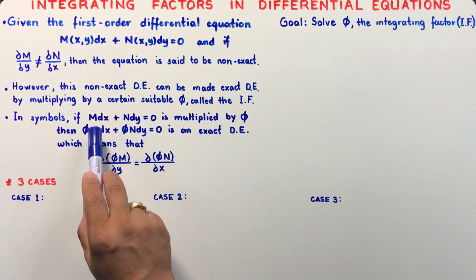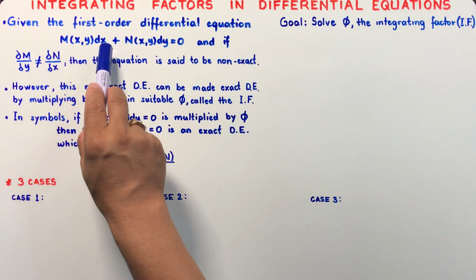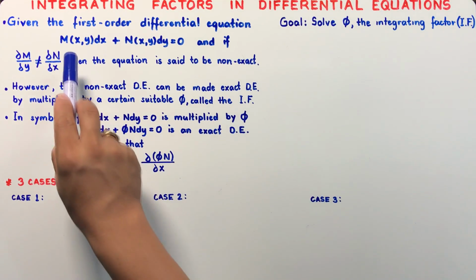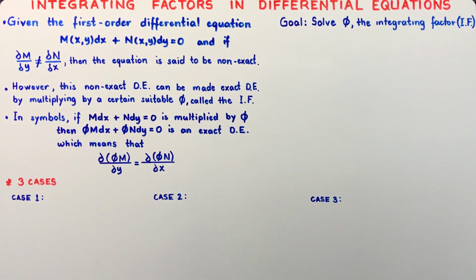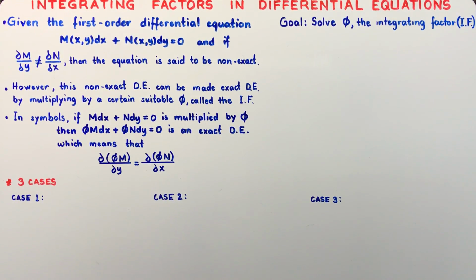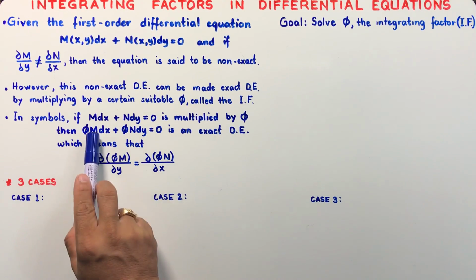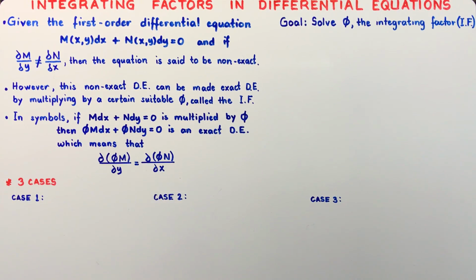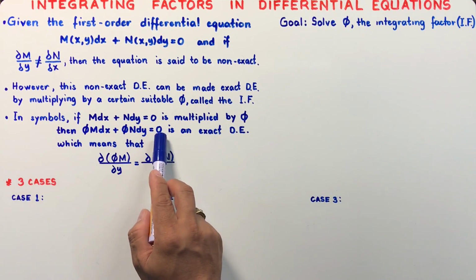Now in symbols, M of x and y dx, which I write here as M dx so that I can simplify this statement, and N of x and y dy, which I write here as N dy, equals 0. If this is multiplied by the function phi, then each term will be multiplied by phi. So phi times M dx plus phi times N dy equals phi times 0, which is 0.